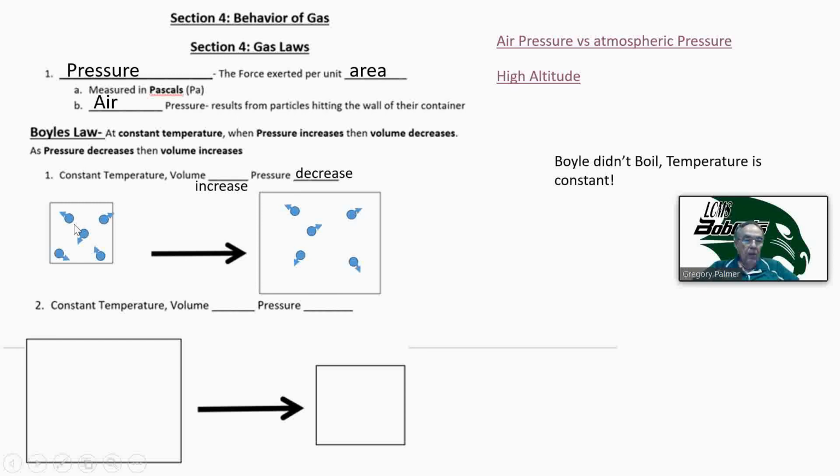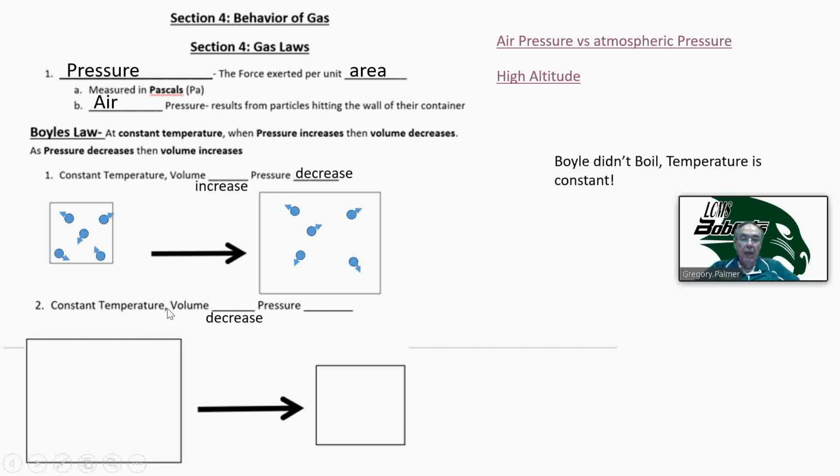Now think about the kinetic theory, and we said the pressure comes from the particles running into the sides of the container. Well, when they're squeezed into a small space, they're going to hit the sides of the container more often. When you let the same number of gas particles go in a much larger container, they're going to hit the side less often, so the pressure will go down.